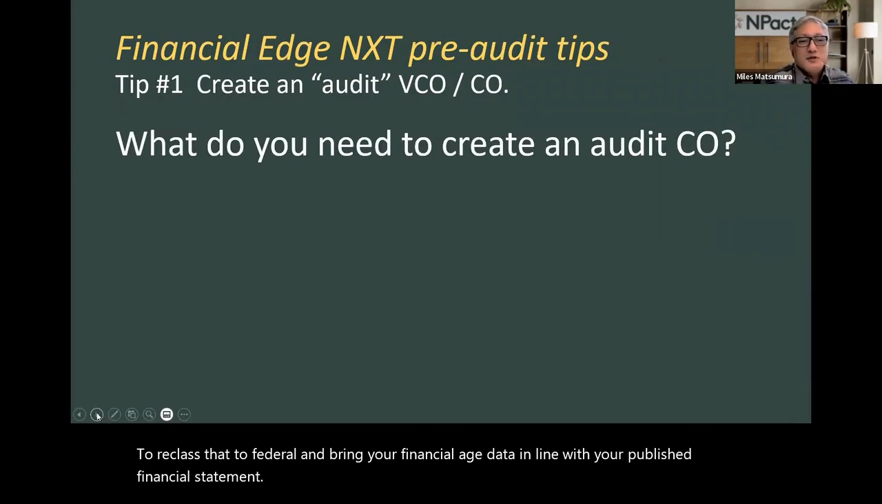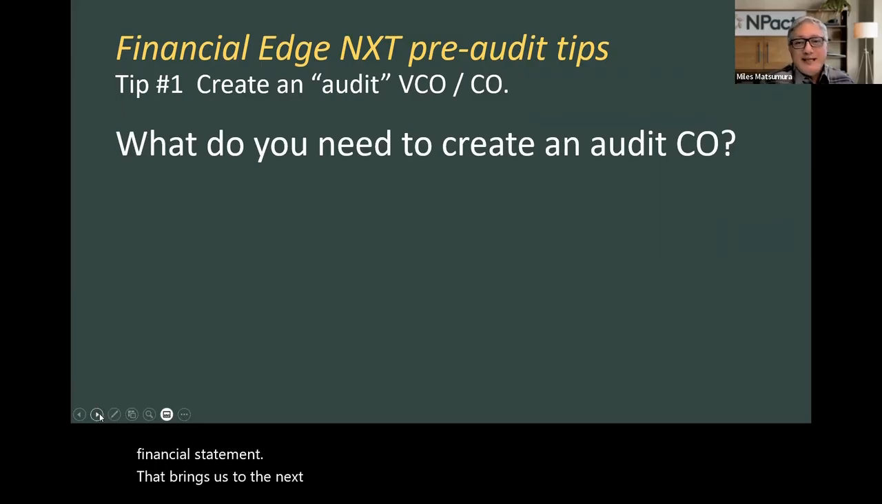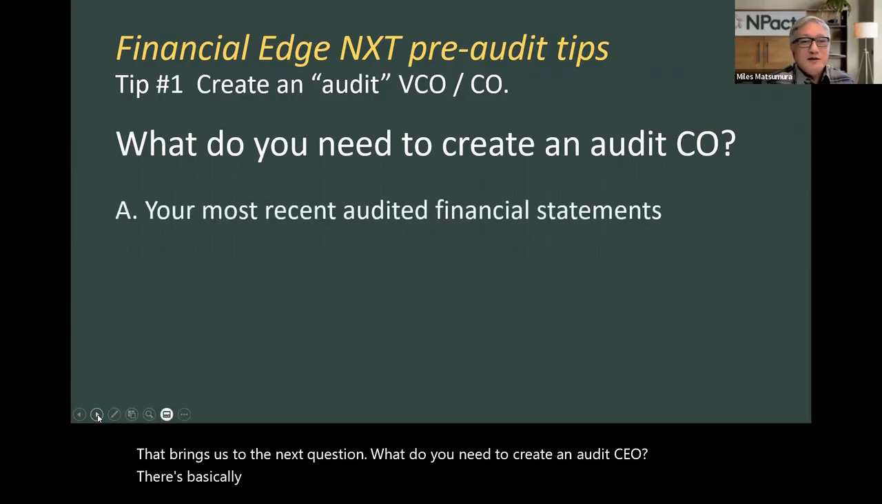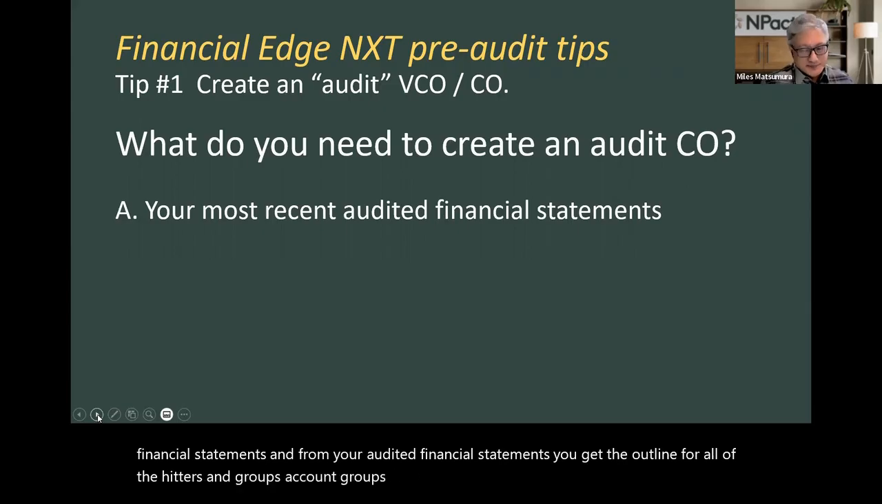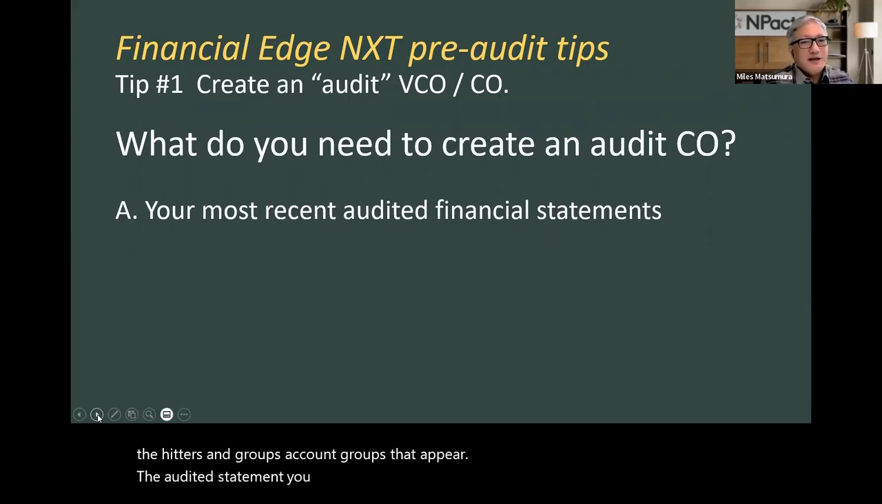That brings us to the next question. What do you need to create an audit COA? Well, there's basically two documents that you need. The first is easy. It's your most recent audited financial statements. And from your audited financial statements, you get the outline for all of the headers and groups, account groups that appear in the audited statement. You want to duplicate that within Financial Edge.